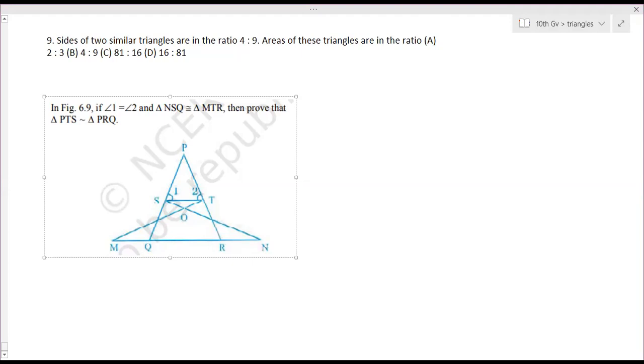MSQ and MTR triangles are congruent triangles. Angle 1 and angle 2 are equal. Then prove that triangle PTS and PRQ are similar. How can we show? Any idea?